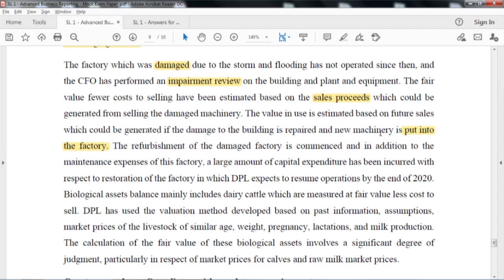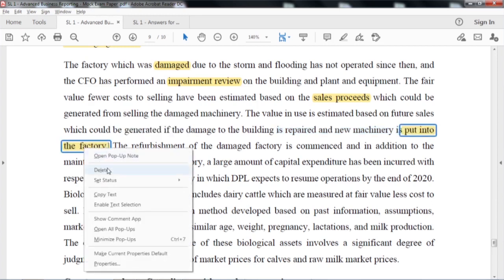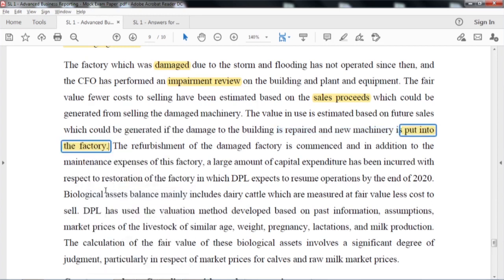Now, see, one of the fundamentals when you do a value in use cash flow is that you cannot put in any new thing or incremental cash flow. Now, there is an issue here, right? So, now we have to take this information. So, the value in use seems to be wrong, which could be generated if the damaged building is to be repaired and new machinery is put into the factory. So, I am adding this also to our answers.